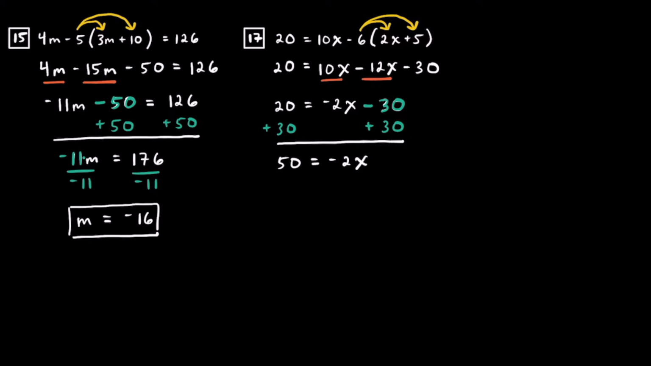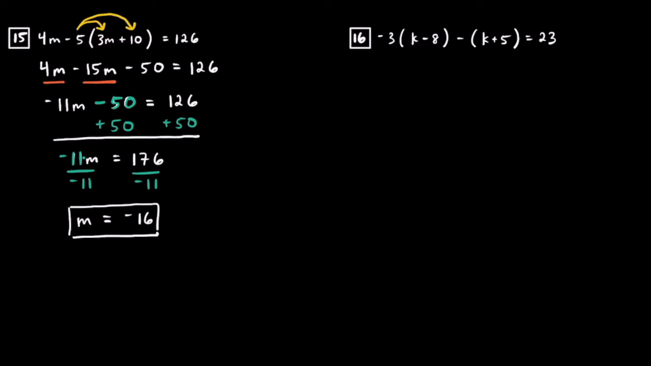Okay. We want x alone, so we have this negative 2 as a coefficient multiplying by it. So to undo that or get rid of it, let's divide both sides by negative 2. On the left, 50 divided by 2 is 25, so 50 divided by negative 2 is negative 25. And on the right side, negative 2 divided by negative 2 is going to be positive 1, or just 1x. So we have x equals negative 25.